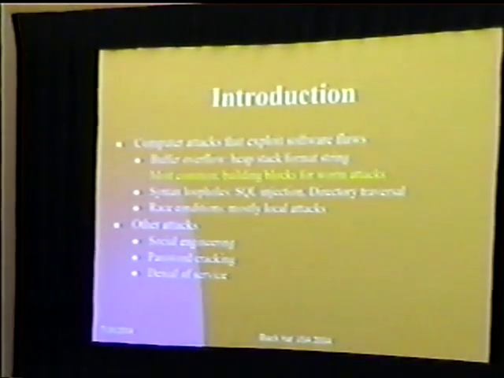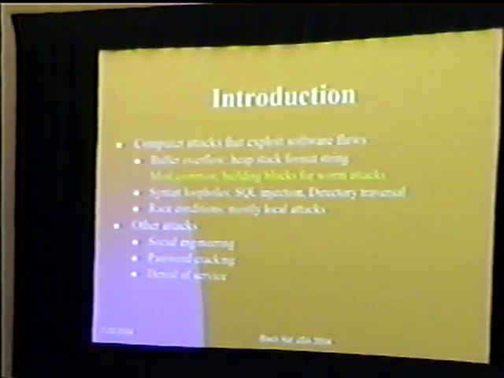So we all know that a majority of computer attacks exploit software flaws in network applications. The most classical example is the buffer overflow vulnerability, which allows attackers to modify sensitive data structures in these programs. It's also the most dangerous type of attack because it is commonly used as a building block for modern worm attacks. And then there are other examples of attacks that exploit software flaws, like syntax loopholes, SQL injection, and race conditions, and so on.